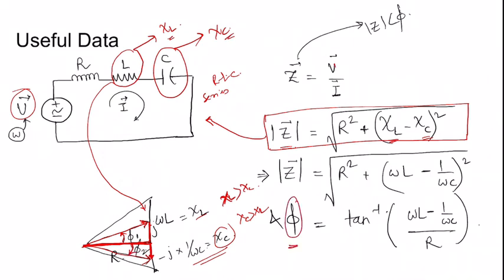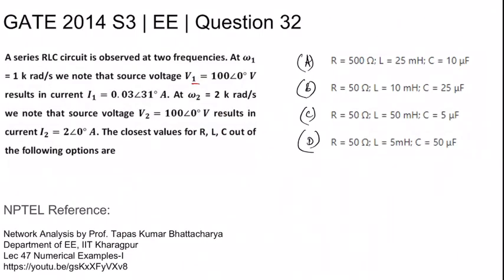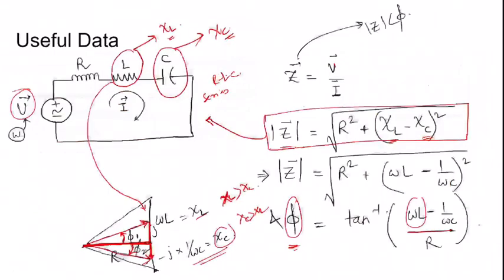So now we can write in a generalized form phi for given RLC as tan inverse of (omega L minus 1 by omega C) divided by R, because omega L is in the plus direction. So if it is more, then phi will be plus, and similarly the other way around. So now for different omegas, the values of V and I are given. For omega 1, omega 2, V and I are given. So now we can determine RLC values for this given network.